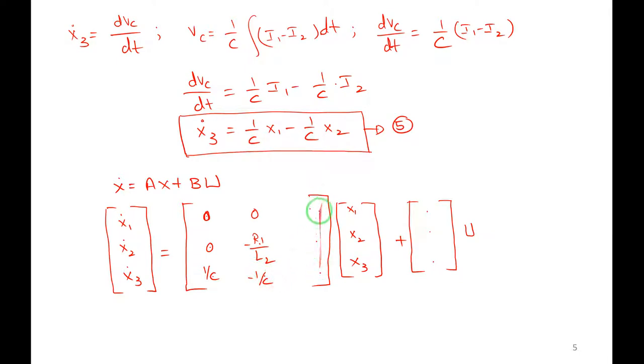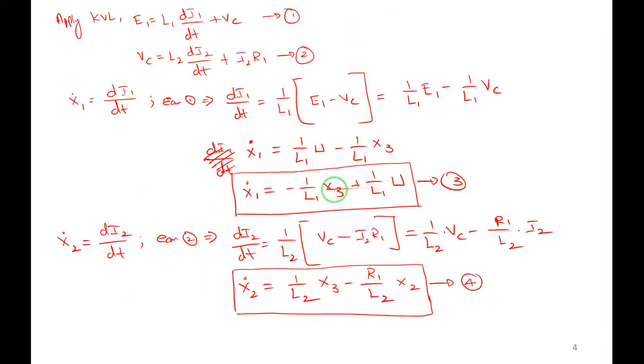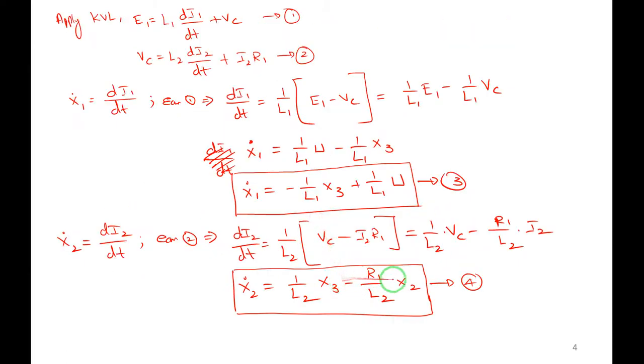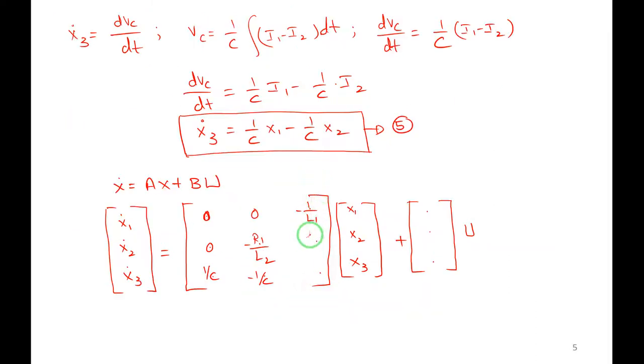Next, in column 3, I have to write the x3 coefficients. Go to the first equation. Are there any x3? Yes, it is there, minus 1 by L1. Come to the second equation. Are there any coefficients of x3? Yes, 1 by L2. Next, are there any coefficients of x3 in equation 5? No, it is 0. I hope you are getting how I have written it.